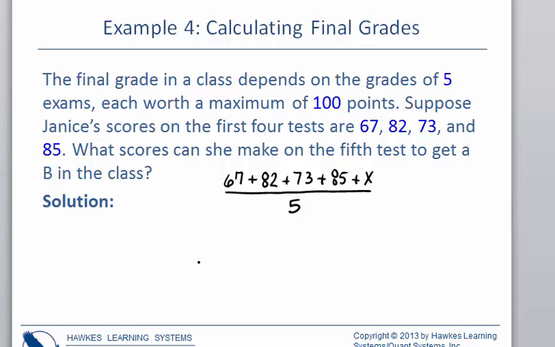We also want to be sure that when we calculate that average, it indicates that she's going to get a B in the class. So what does that mean about her grade? That means that this average has to be between an 80 and a 90 in order for her to have a B in the class. So her average has to be less than 90, and her average needs to be greater than or equal to 80. And so we're going to set up an inequality like that to solve.